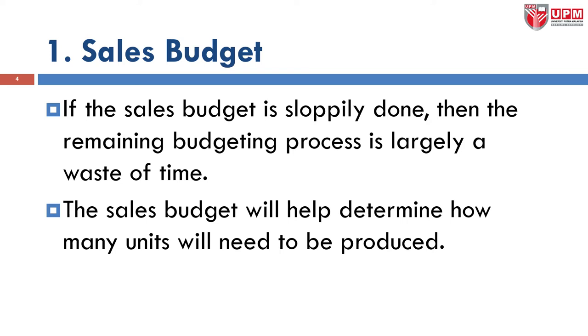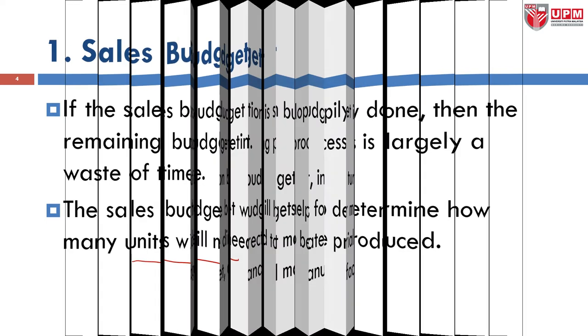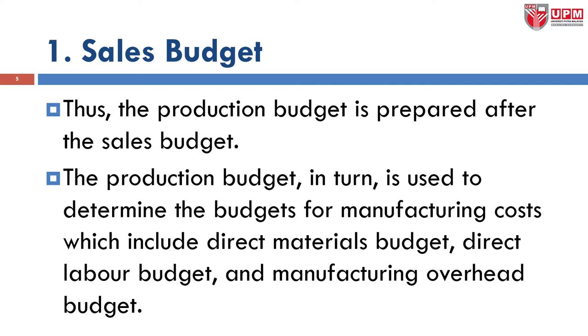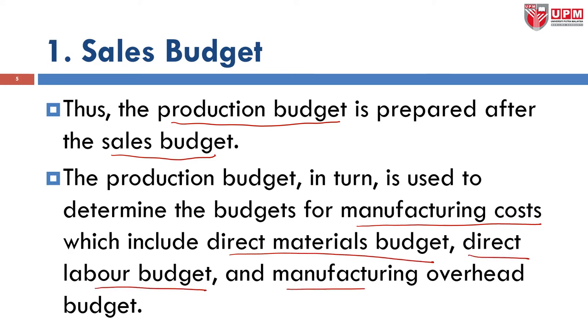The sales budget will help to determine how many units will need to be produced. So you need to know how many of the products can be produced within the time frame. Thus, the production budget is prepared after the sales budget. Once you have the sales budget, you will then continue to do the production budget that we will discuss right after this. The production budget in turn is used to determine the budget for manufacturing costs, which include the direct material budget, direct labor budget, and manufacturing overhead budget. Each one of these budgets will be discussed later on.